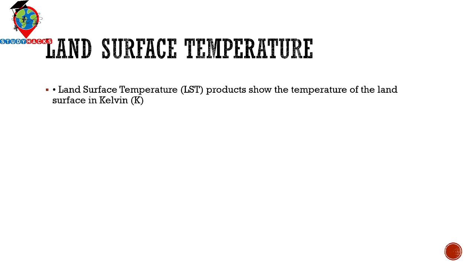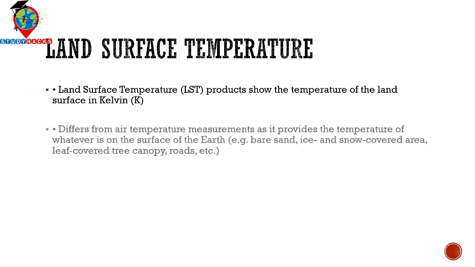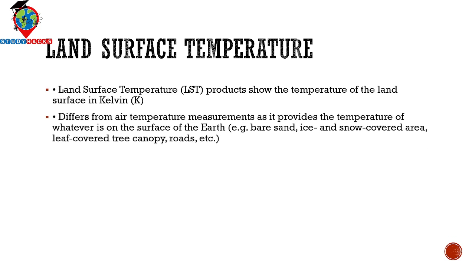Now land surface temperature. So basically, the land surface temperature product shows the temperature of the land surface in Kelvin, but we can easily convert it into degrees Celsius also. And different from the air temperature measure, it provides the temperature of whatever is on the surface of the earth, such as bare sand, ice, snow covered area, leaf covered tree canopy, roads, etc.